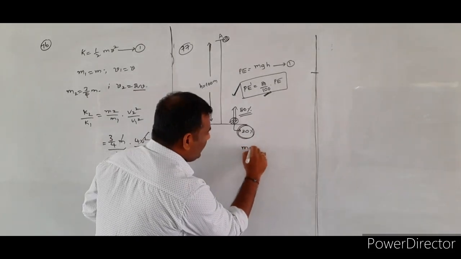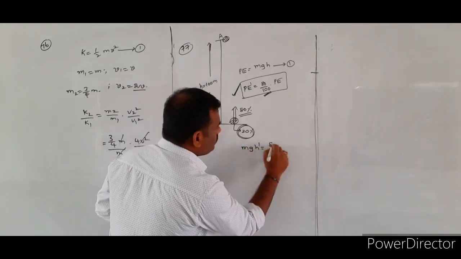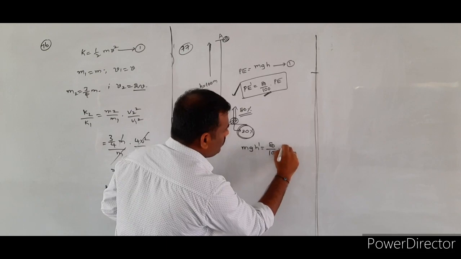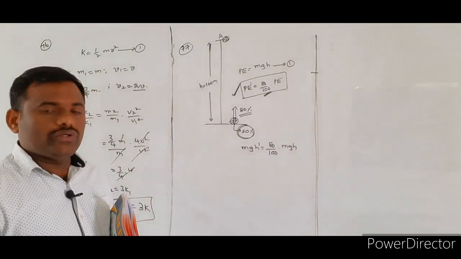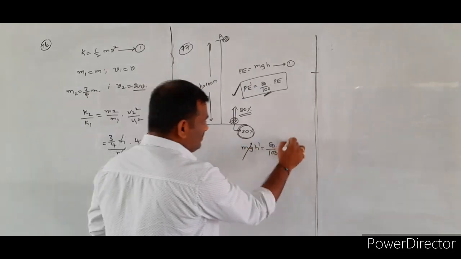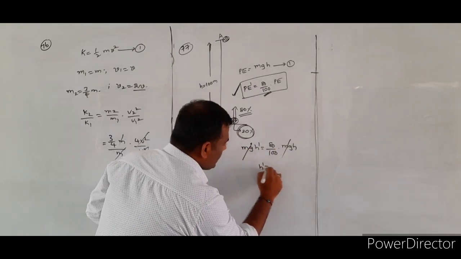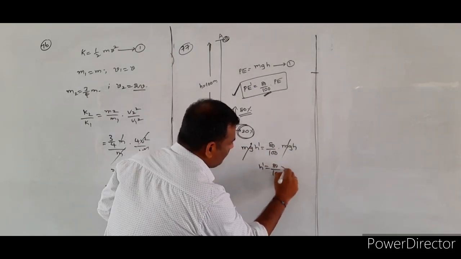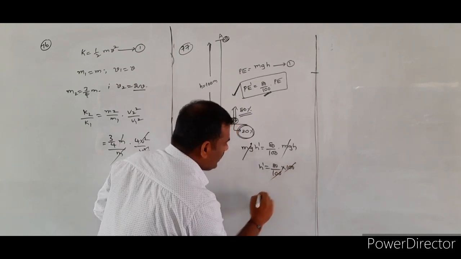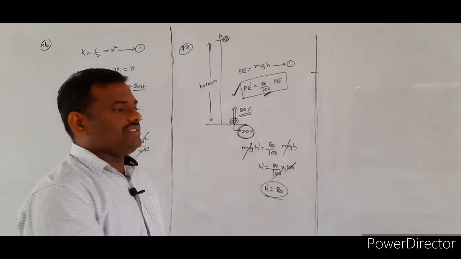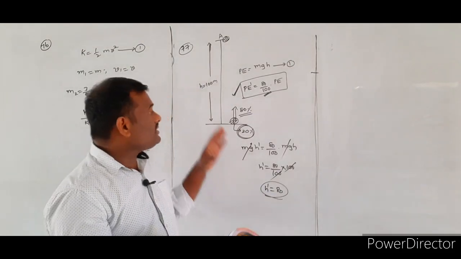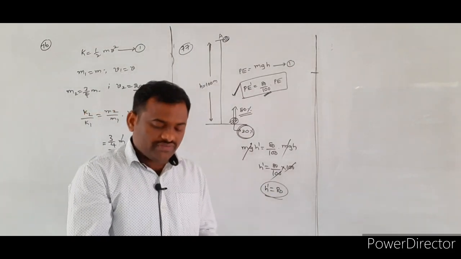Therefore, I will write mgh dash is equal to 80 by 100 into mgh. mg will get cancelled. H dash is equal to 80 by 100 into 100. 100 cancels. H dash is equal to 80 meters. Logic based questions, but important one.